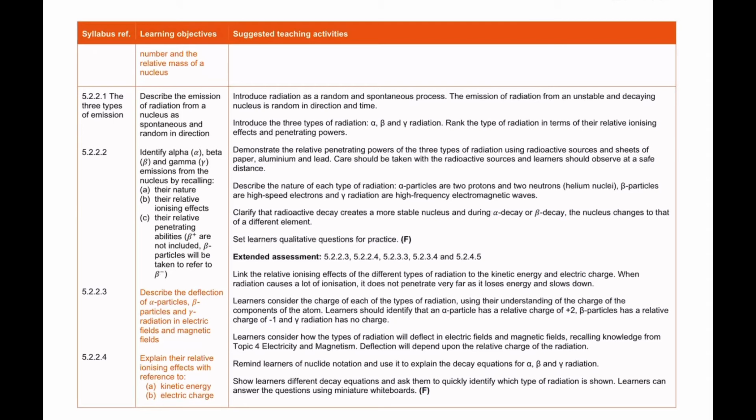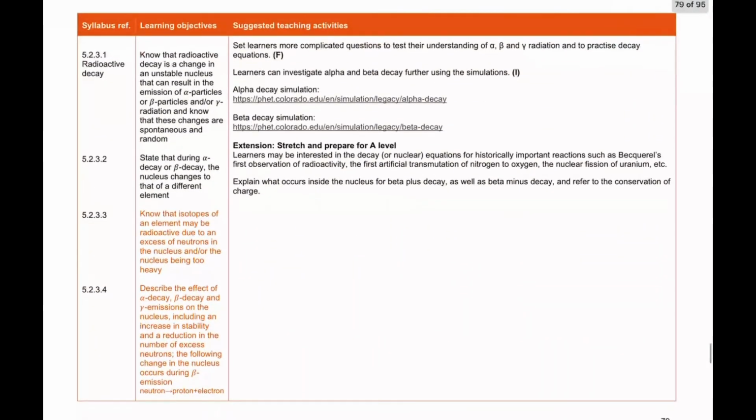Describe the deflection of alpha particles, beta particles, and gamma radiation in electric fields and magnetic fields. Explain the relative ionizing effects with reference to A. Kinetic energy, B. Electric energy.